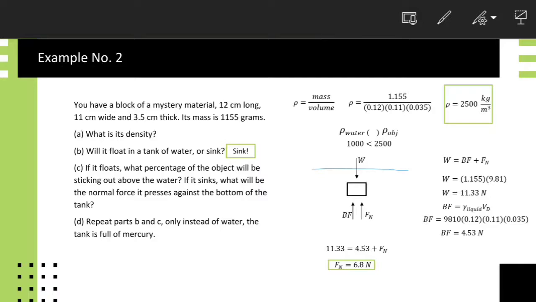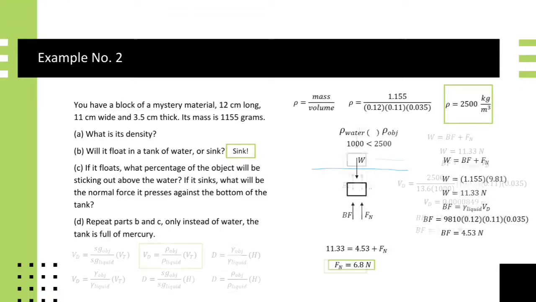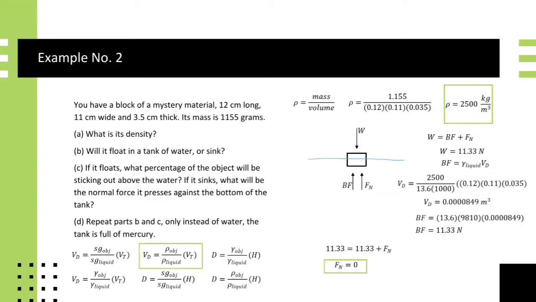So, let's proceed to letter D. Repeat parts B and C. Ay, hindi ko siya nalagyan ng animation. So, yun pa rin, yun pa rin yung mass, yun pa rin yung density, yun pa rin yung weight. Ang magbabago lang is sa BF and then sa FN.